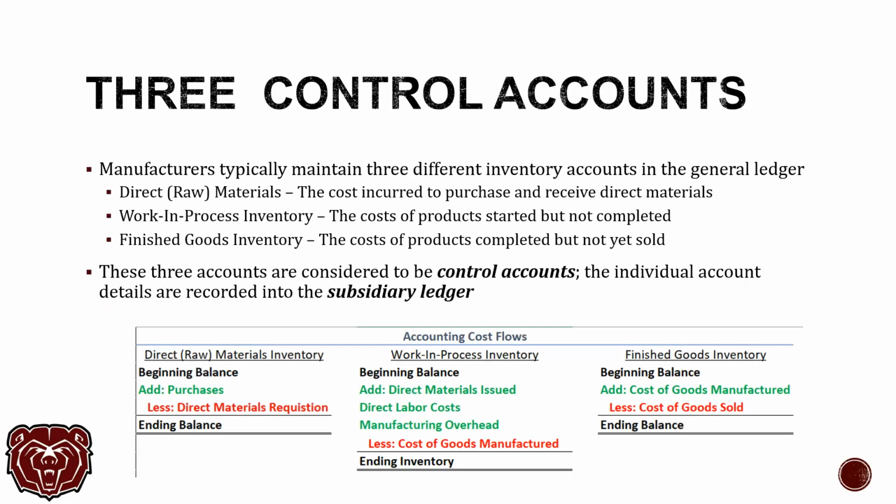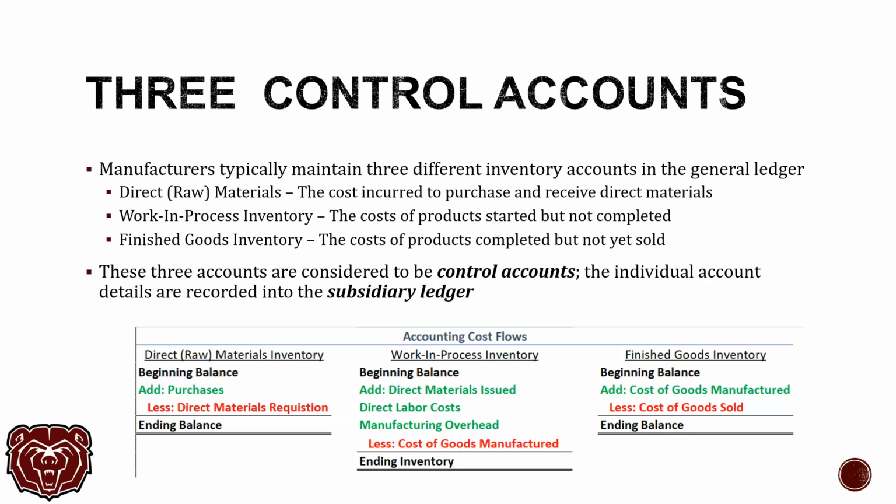Okay, so typically what's going to happen with these manufacturers is you're going to maintain 3 different inventory accounts in the general ledger. Okay, these are what we call control accounts. If you recall from some earlier lectures when we talked about control accounts, it was things like accounts receivable, right? That was a control account. There are other subsidiary ledgers within that account, but the control account is the main one.